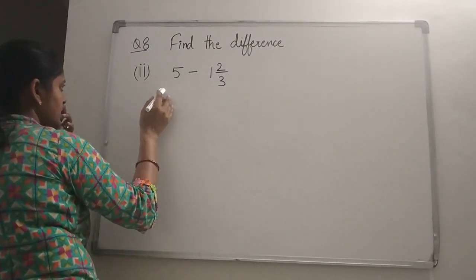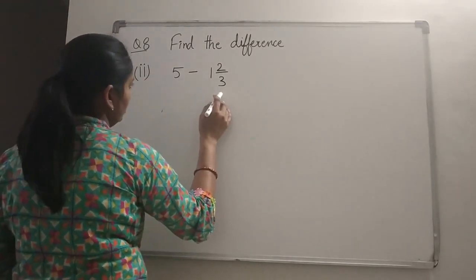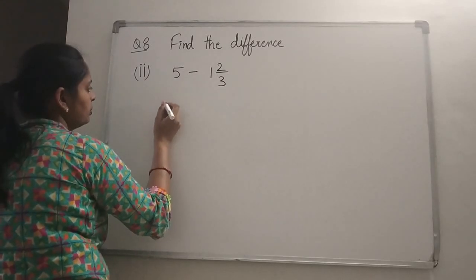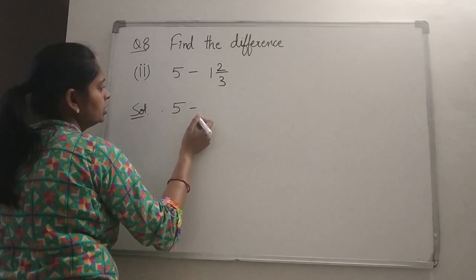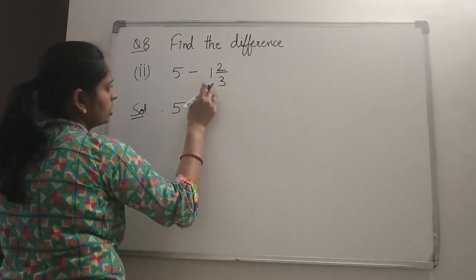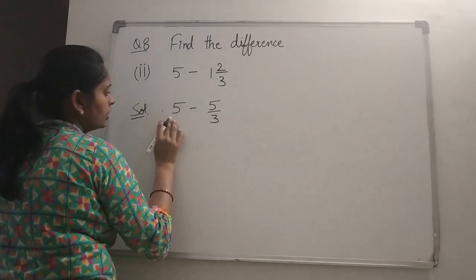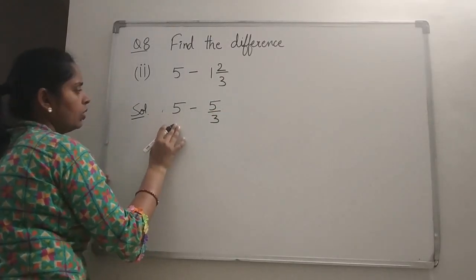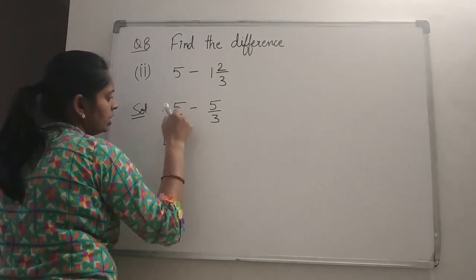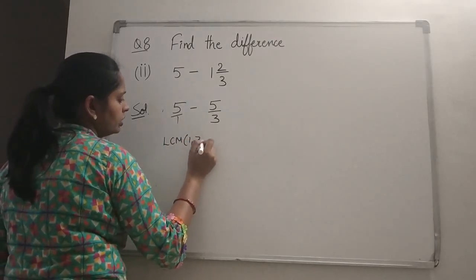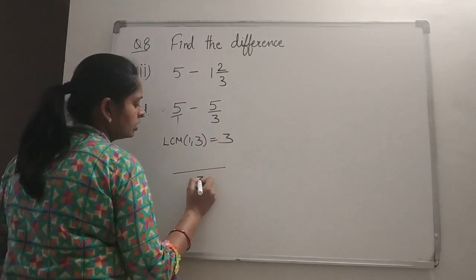Okay. Now the next question is 5 minus 1 2 by 3. So again we can see that we have one improper fraction. So the first step is that we will turn this into an improper fraction. 3 1s are 3 plus 2 is how much? 5. 5 upon 3. Right? Nothing is here means it is having the denominator 1. And the LCM for 3 and 1 will go for, nothing is there means it is 1. LCM of 1 and 3, it is how much? 3 only. So we got the LCM as 3.